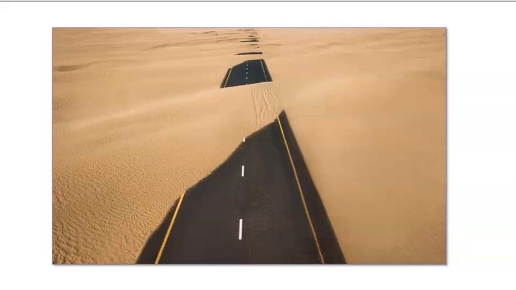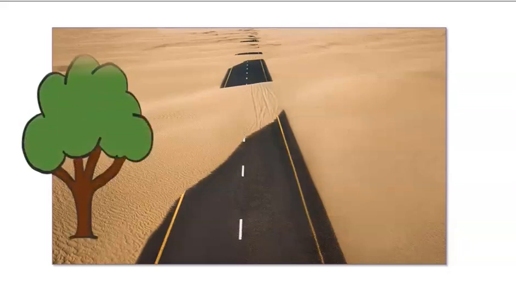And what do you think about this picture? Could trees help keep sand off the road? Well, tall trees by the road might not block much sand from blowing onto the road. Maybe they would help a little.